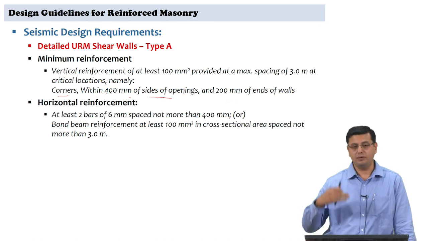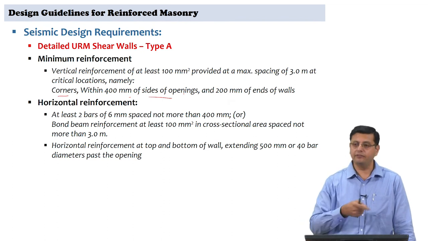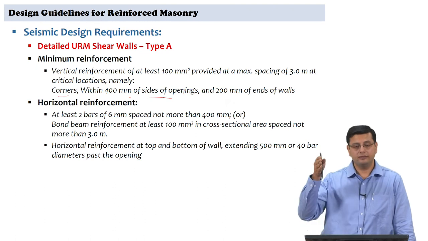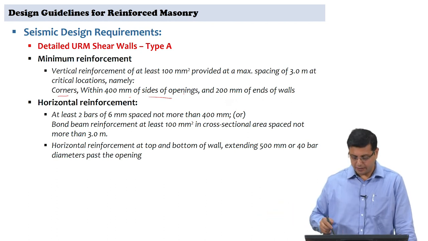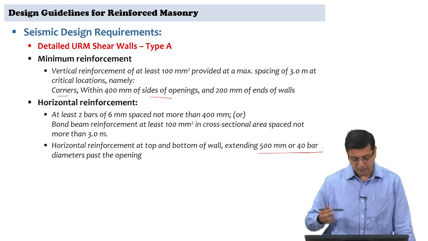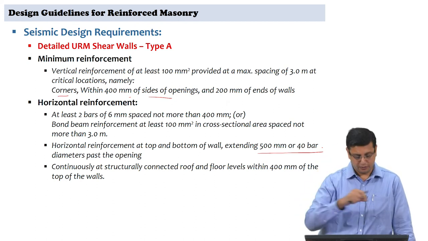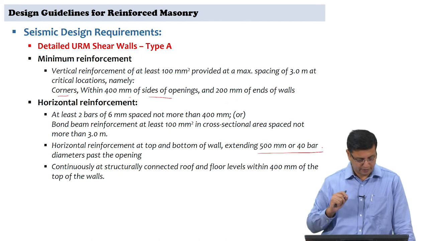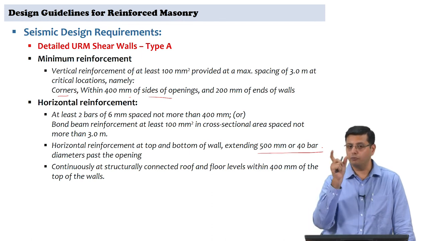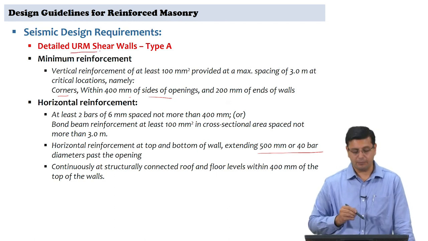Horizontal reinforcement, again, minimum what needs to be provided and at what spacing. And also, with respect to openings, the steel reinforcement should not be terminated where the opening itself is ending, but should be further extended into the masonry construction by at least 500 millimeters or 40 times the bar diameter around the opening. And close to the roof or the floor, again, that is a critical location where continuous horizontal steel has to be provided, either in the form of a bond beam or in the form of steel reinforcement that runs in that location. So, these set of specifications have to be adhered to and would classify as the minimum reinforcement requirement over and above the designed URM shear wall as per 1905.